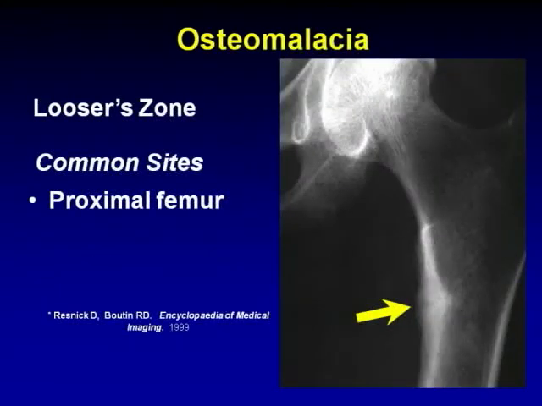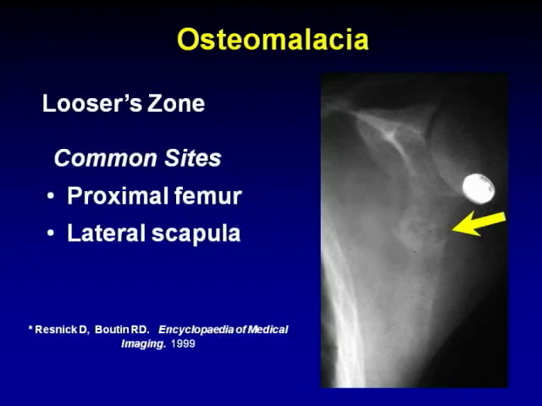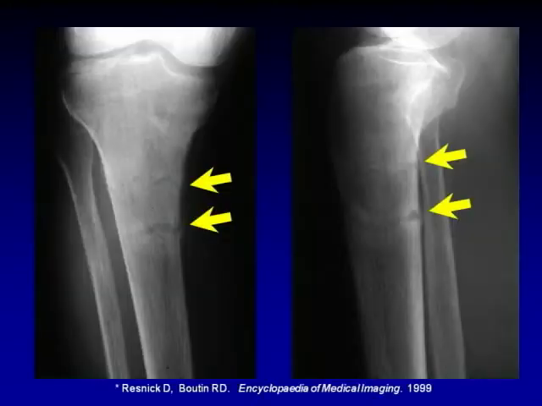These are often subtle findings on a background of demineralized bone. Common sites to look for these, since you do have to look for these subtle findings: proximal femur, concave aspect, lateral aspect of the scapula, Looser's zone. Here, more prominent Looser's zones in another patient.